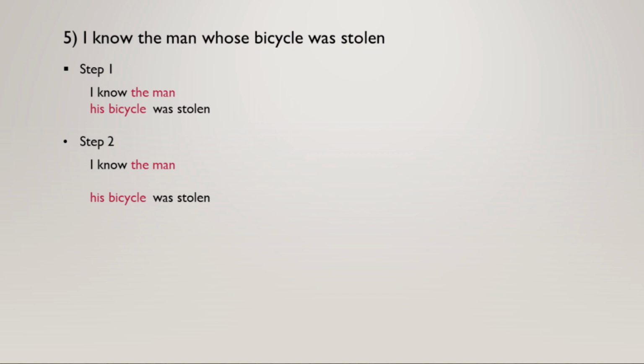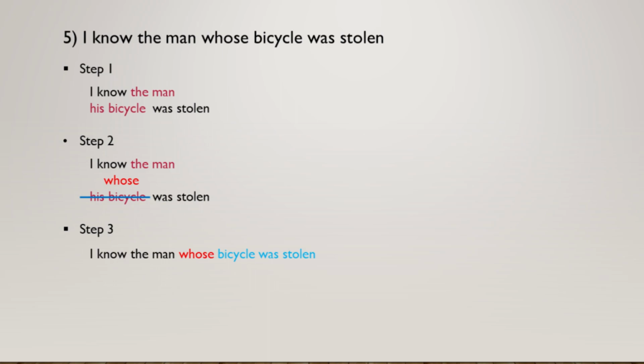So we know directly what relative pronoun we should use. It is whose. So, whose bicycle was stolen. Now the second simple sentence is an adjective clause, and we place it immediately after the noun you are describing. I know the man whose bicycle was stolen. And whose bicycle was stolen is an adjective clause which describes the man.